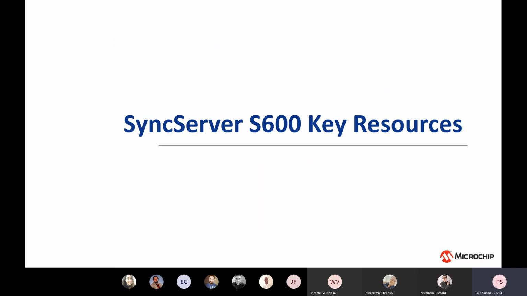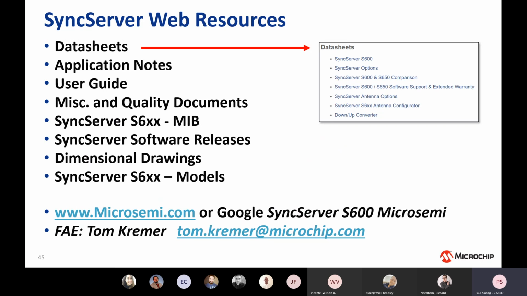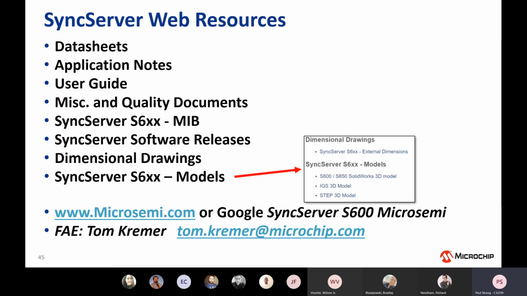Okay, so with that, let me cover some key resources that are available to you in selling the Sync Server. A lot of web resources out there. There are data sheets, application notes. You can get the user guide, miscellaneous quality documents like the declaration of conformity. The MIB is out there. If someone just wants to see the MIB or get a copy of it, it's all online. Software releases are out there. There are dimensional drawings, and data sheets having to do with the options. When it comes to the drawings, some people want the 2D drawings. Some people actually want the 3D CAD models. Those are out there as well for SolidWorks and IGS and STEP. Just download it. We make everything we can think of available.